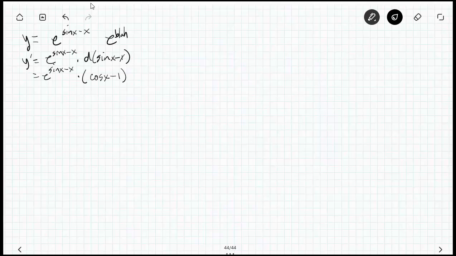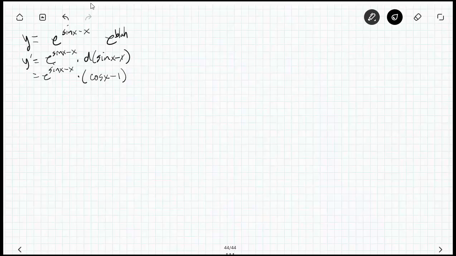Be really careful with the use of things like parentheses, please. There's nothing worse than when a student forgets to put the parentheses, and then they forget the rules of algebra and the fact that e to the sine x minus x needs to distribute itself across.